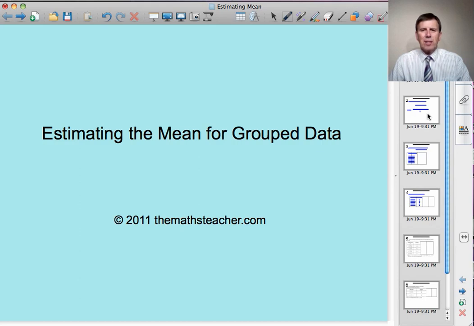Hello and welcome to a lesson on estimating the mean for group data. In this lesson, I'll first remind you how we calculate the mean for a simple data set. And then we'll move on to look at calculating the mean when the data is presented in the form of a frequency table. And that will lead into the main objective of the lesson, which is to estimate the mean for group data. That's when we don't know any individual items of data, we just know the groups that the data lies within.